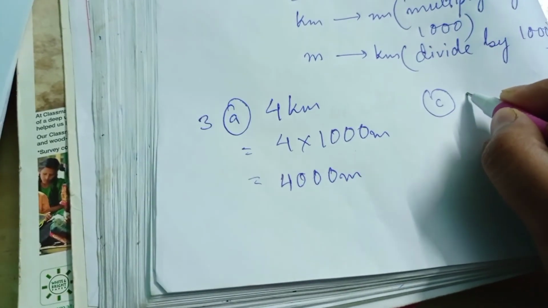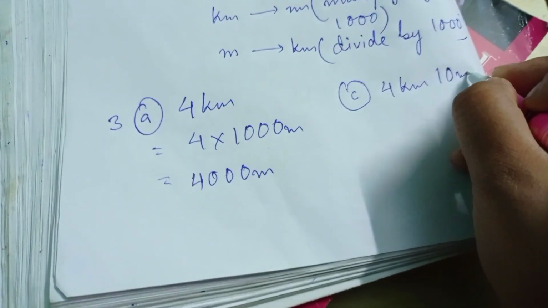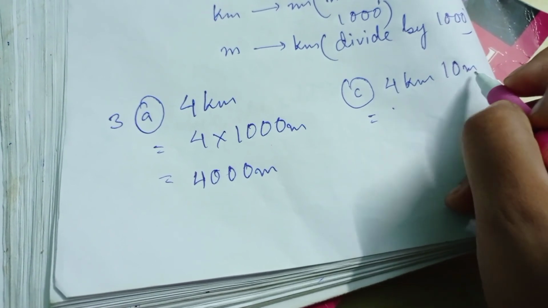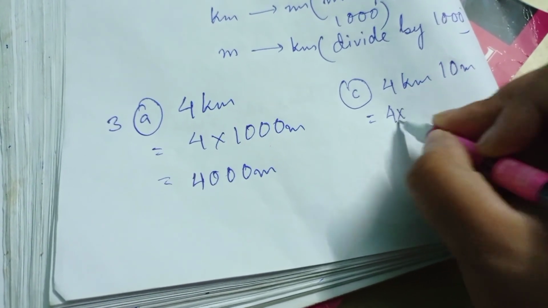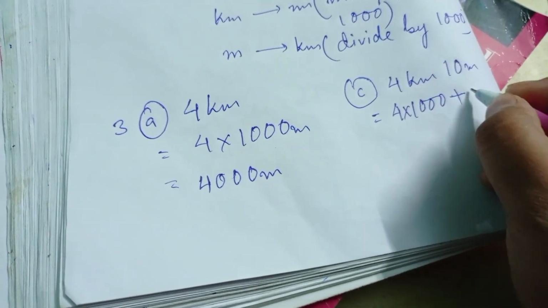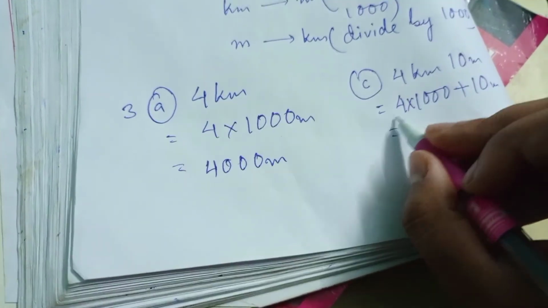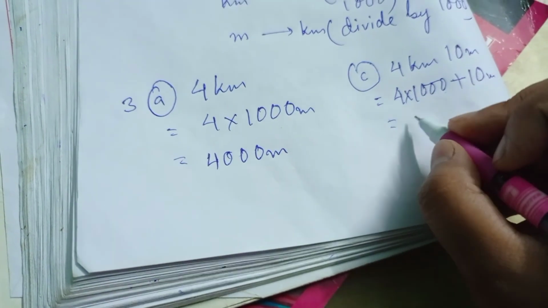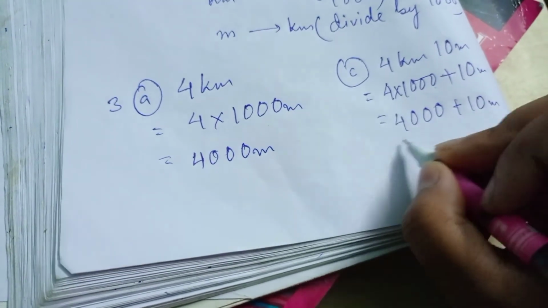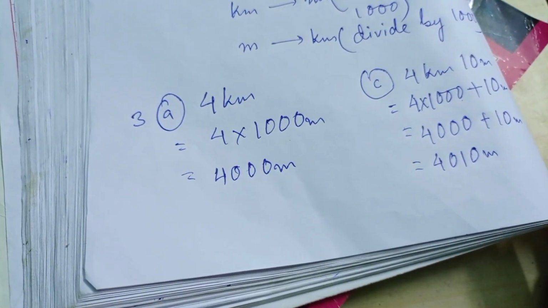Like that, one more question I will do. It is given as 4 kilometer 10 meter. The kilometer you need to convert into meter, and the 10 is already in meter, so you need to add that. 4 into 1000 you need to do, or you can put 10 directly in the second step also. Then 4 into 1000 plus 10: 4000 plus 10 meter is equal to 4010 meter. So this is the answer for number 3C.